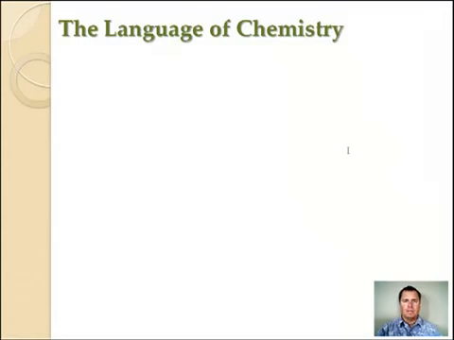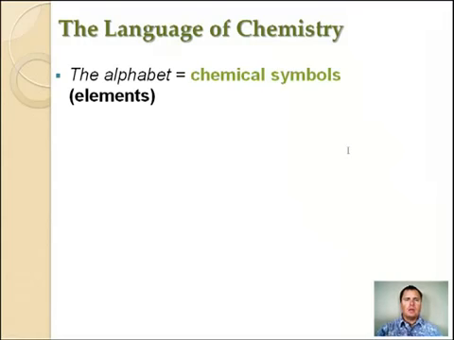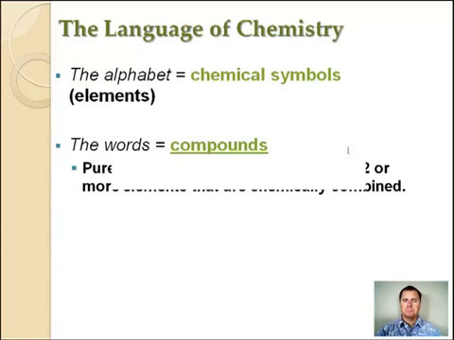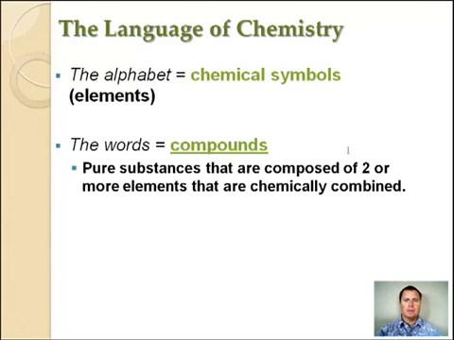So let's talk about the language of chemistry. Like all language, chemistry starts with an alphabet, and you already learned a lot of the alphabet. That's our chemical symbols, our elements. Remember, you're going to need to learn 62 of those for this class. You're going to have to memorize the name and the symbol. The rest of them you can look up. Now, what do we do once we have the letters? Well, we put them together to form words. The words in chemistry are what we call compounds. Compounds are pure substances made up of two or more elements that are chemically combined. So they're two or more elements that are stuck together to form one single substance.